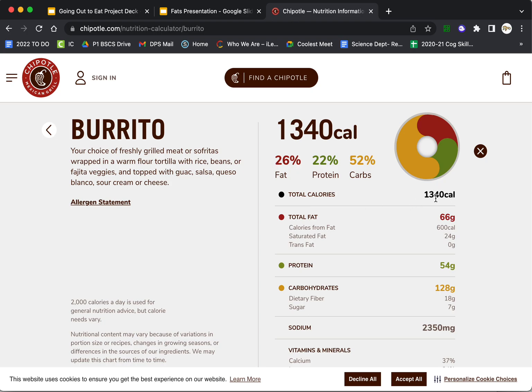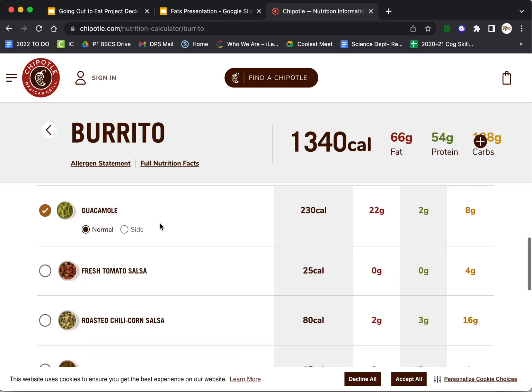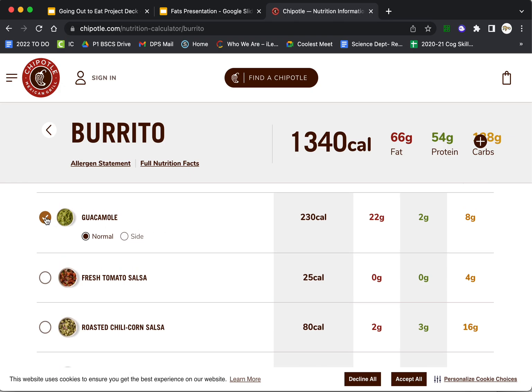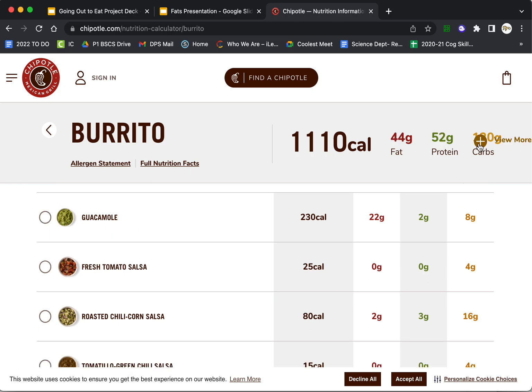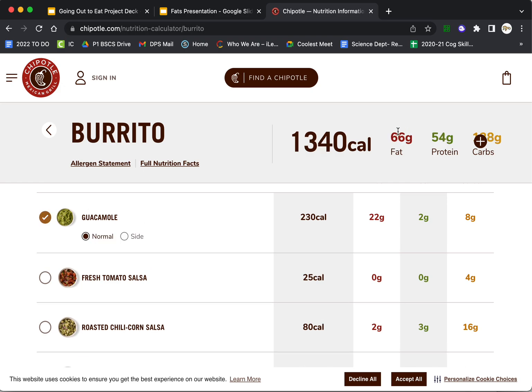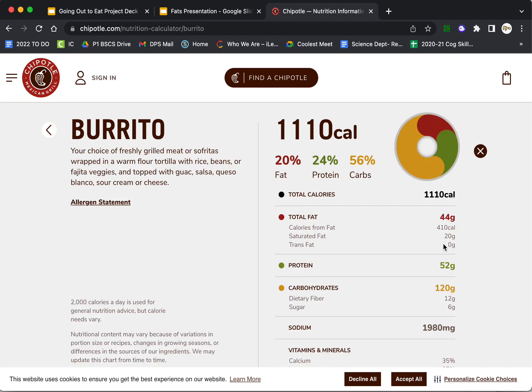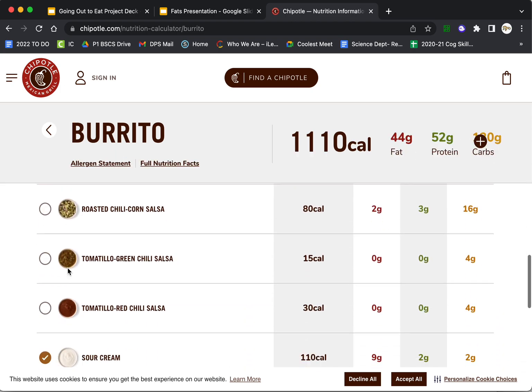I'm going to close this again, and I'm going to say, okay, well, maybe it's guacamole. And I go up here, and I can immediately see that the total fat goes down from 66 to 44. So that does seem like a lot. And the saturated fat goes down from 24 to 20. So that's like some. Guacamole does have some saturated fat, but most of the fat is unsaturated, which we'll learn about the difference between those two in just a second. Let's keep looking for other things.